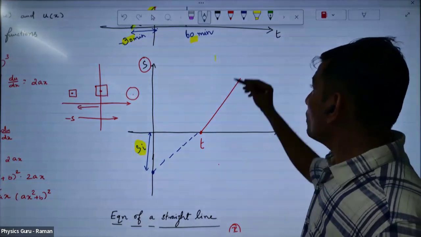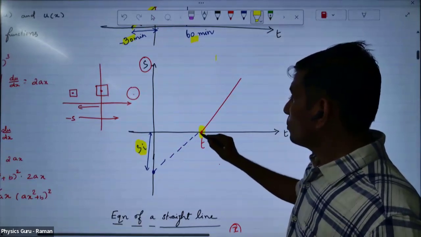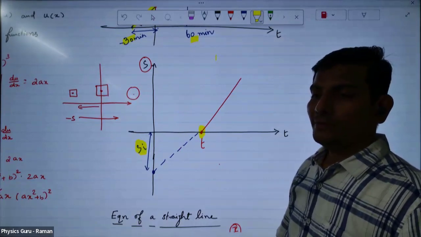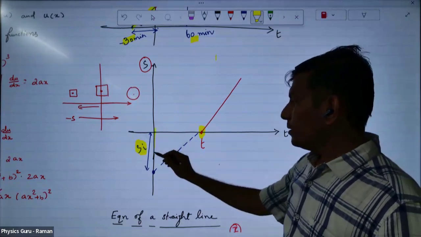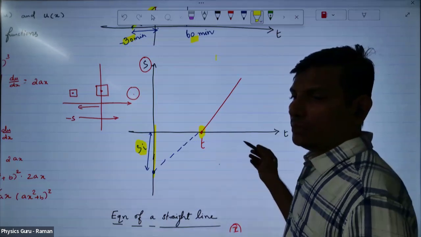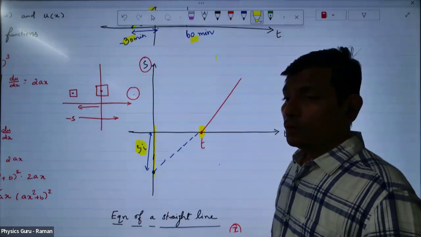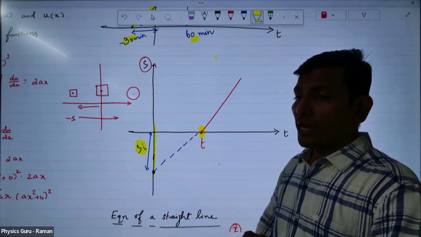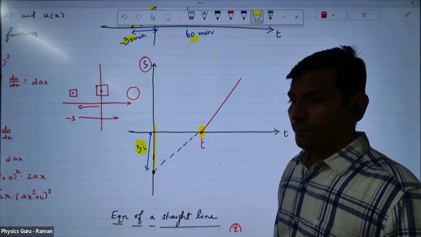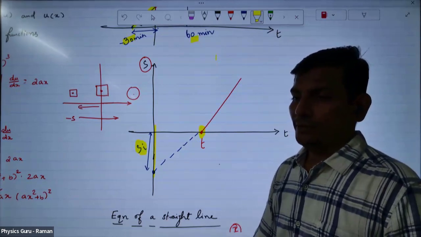Got it? Because you started to observe from here. You started observing from here. Got it? So when he started, he had already traveled this distance. Then only he came to your location. So in the previous case, you calculated how much time before he started. Here you are calculating how much distance before he started. Got it?